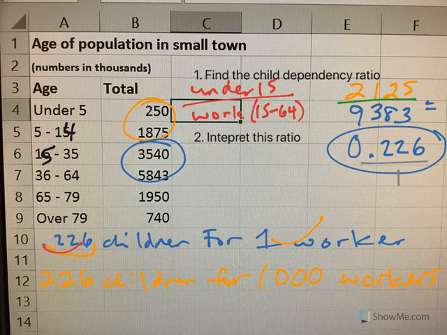You could only maybe move it 2. 22.6 rounds to 23 children. Move it 2, that gives me 100 workers. It doesn't really matter, right? You can do it however you want. But it's all about moving decimals and being consistent.